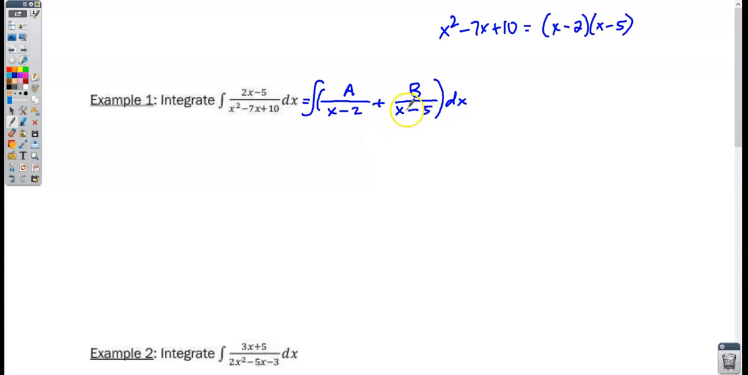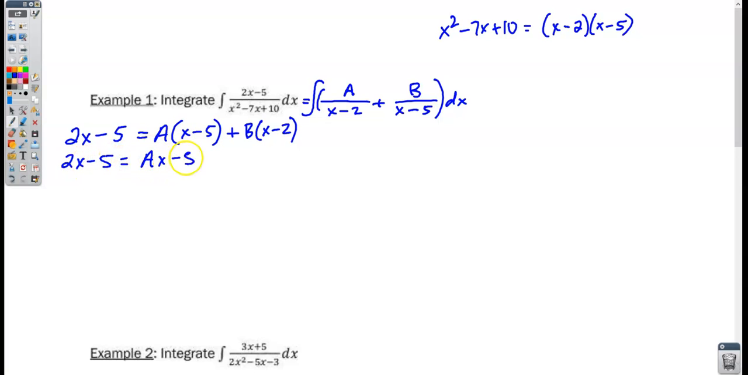Now, I'm going to multiply this fraction by x minus 5 over x minus 5, and this fraction by x minus 2 over x minus 2, but I'm only going to pay attention to the new numerators. I want those new numerators to be equal to 2x minus 5. And so I want A times the quantity x minus 5 plus B times the quantity x minus 2. That has to be equal to 2x minus 5. And so if I distribute through here, 2x minus 5 equals Ax minus 5A plus Bx minus 2B.